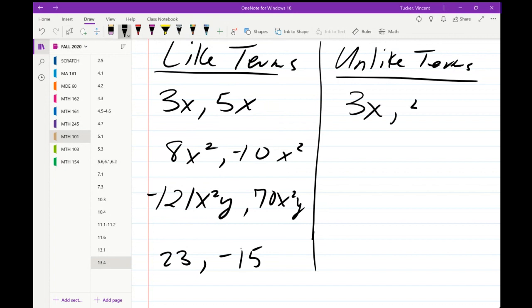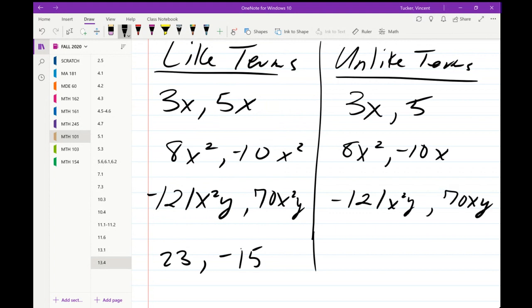So if I have 3x and 5, then of course I cannot add them or subtract them from each other. If I have 8x squared and negative 10x, even though both of them have x, one has the power of 2, the other one doesn't, so they cannot be added or subtracted from each other. And even if I have x squared y and the other one just has xy, same type of deal, cannot add them or subtract them from each other.